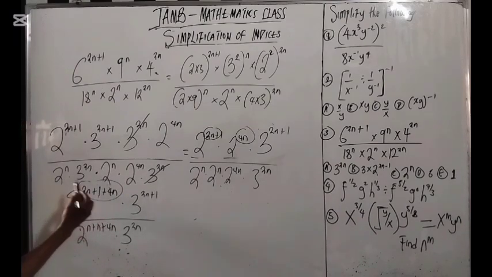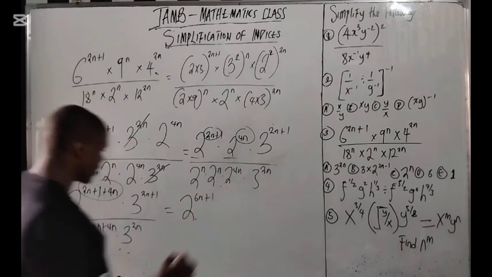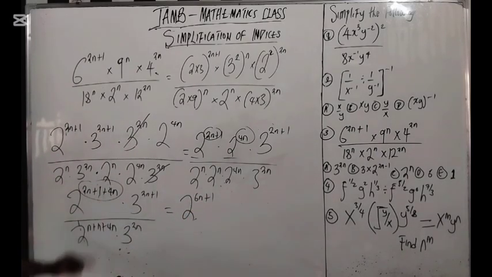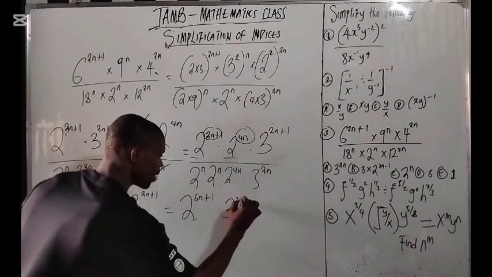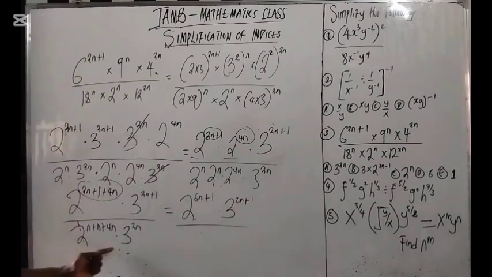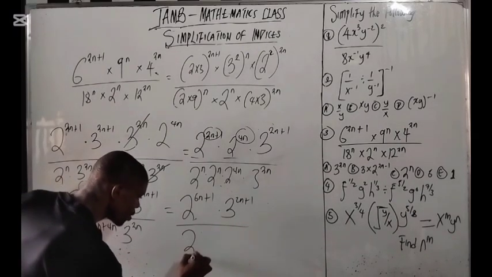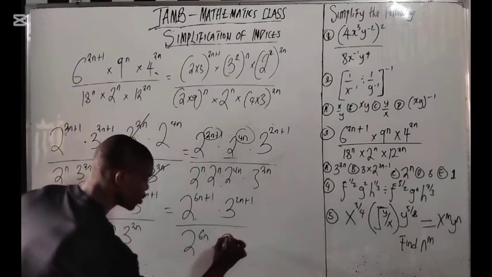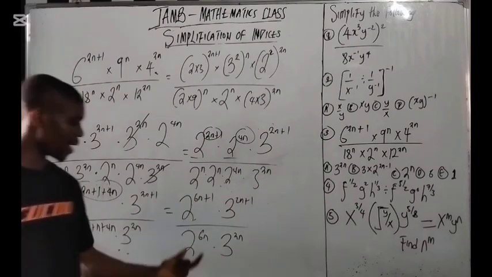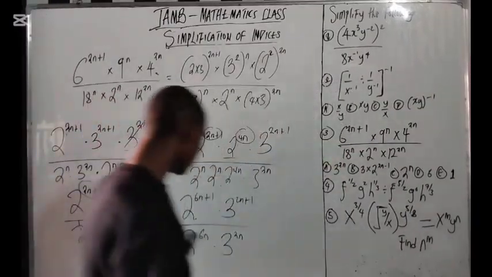2n plus 4n is 6n. So you have 2 raised by what? 6n plus 1. That is it. Times 3 raised by what? 2n plus 1 over. Now when you sum it together, 2n plus n is 3n, plus 4n is 6n... So you have 2^(6n) dot 3^(2n). Of course, we are not done with this one yet, but we are almost done.